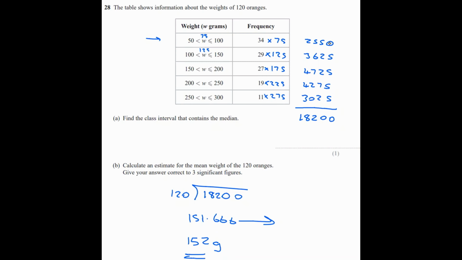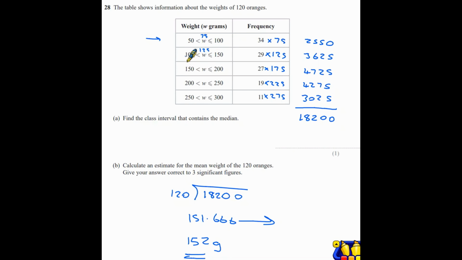So what we do is we assume, this is where the estimate comes in, that each of them is at the middle weight. So between 50 and 100, the middle is 75. So in other words, we're working out an average weight by estimating. Some will be higher, some will be lower. So what we do is we take the 34 and multiply by 75.